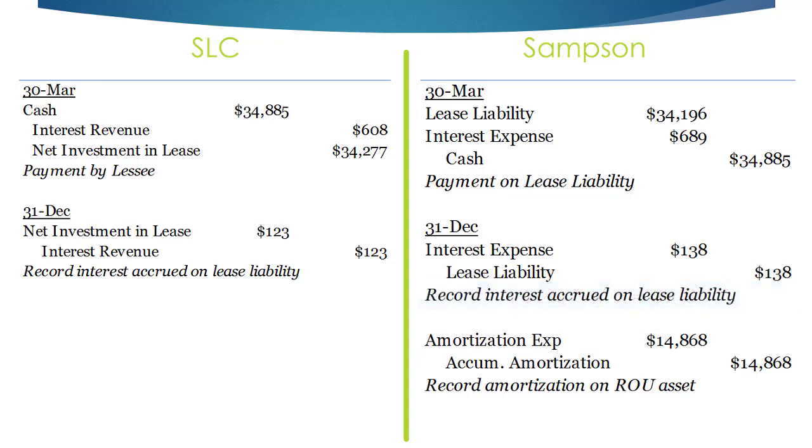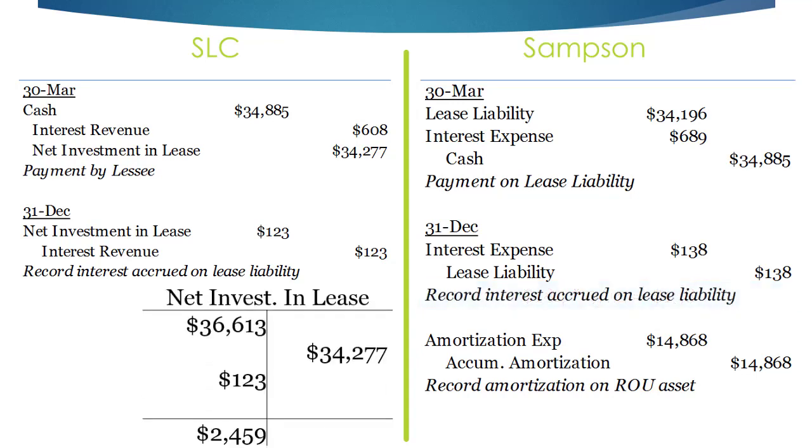Of course, I also need to do my T account. Got to make sure that number is right. So there's my T account. 36,613 is what I ended with last year in year 4. The lessee has paid off 34,277. We add in 123 as our interest, so we end with 2,459. And now we're ready with all of these journal entries to look at year 6.